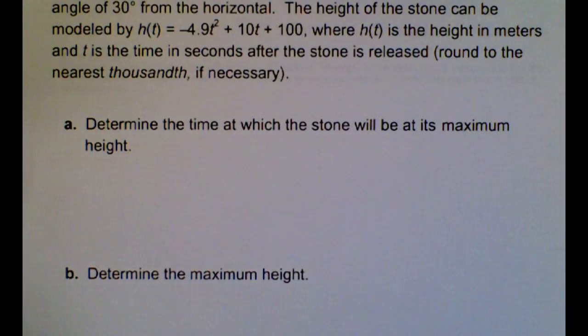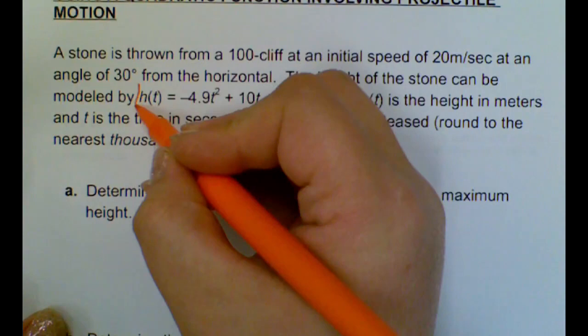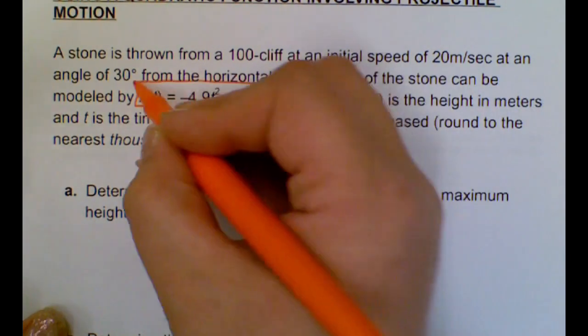And now, a projectile problem. A stone is thrown from a 100-foot cliff at an initial speed of 20 meters per second at an angle of 30 degrees from the horizontal. The height of the stone can be modeled by this function. All that first information is extra. We care about the function.